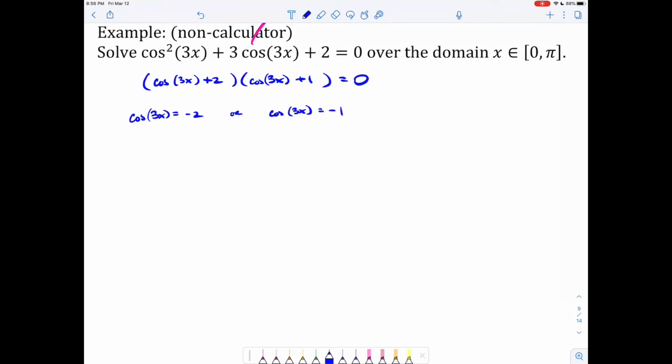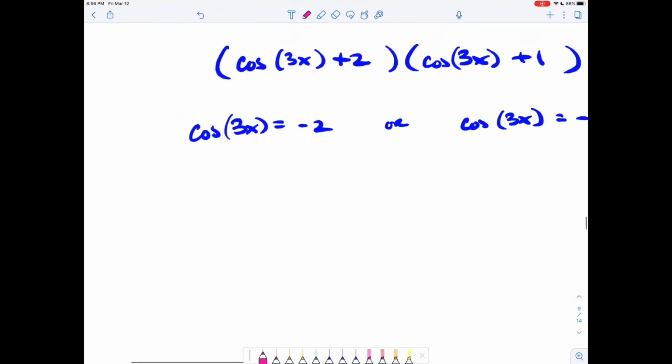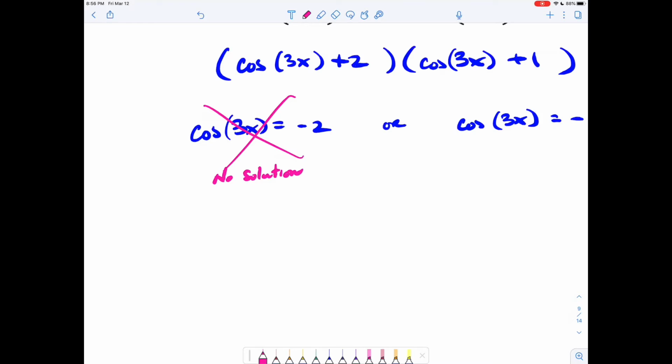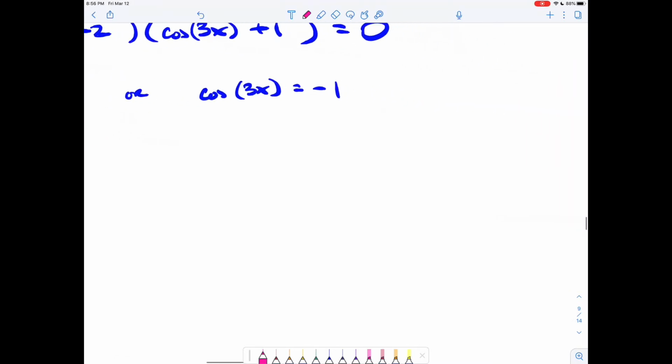So those are our 2 options. Note, of course, this option is not possible. Cos of anything can't be -2. We know that cos of anything has to be between -1 and 1. So this is a big no. This one has no solution. But this one we can work with.